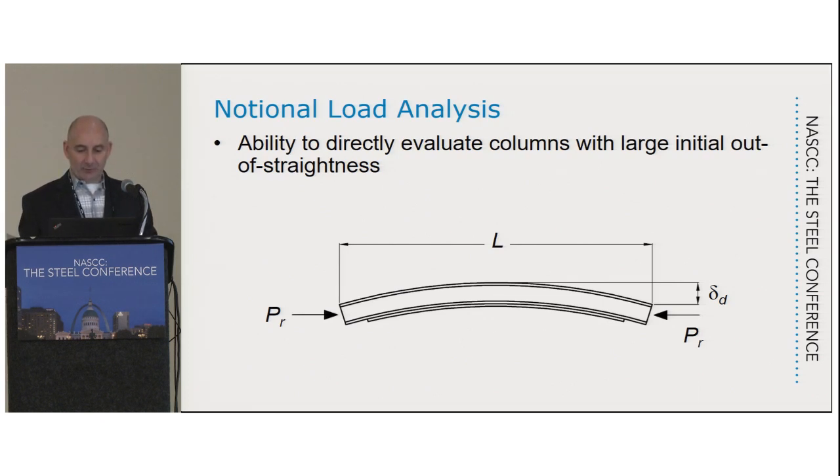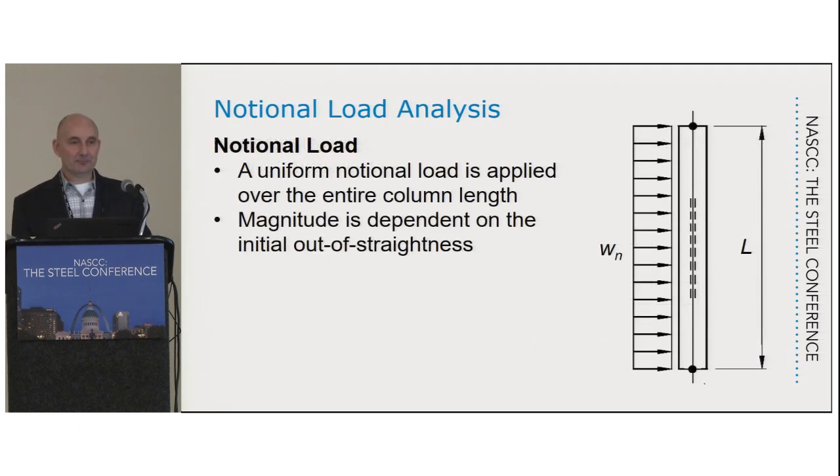So if you do end up with a larger out of straightness for this column than is allowed in the Code of Standard Practice, you can't just use the AISC specification equations. You have to include some extra moment in there, and this method allows you to do that.